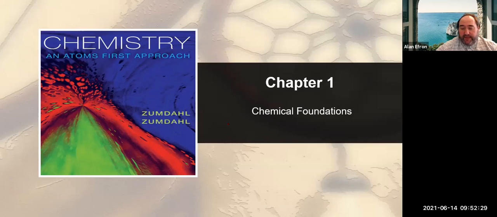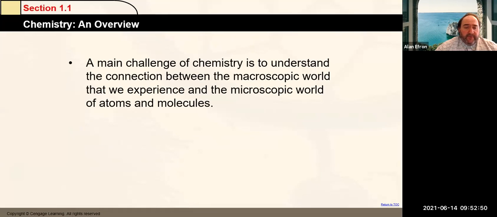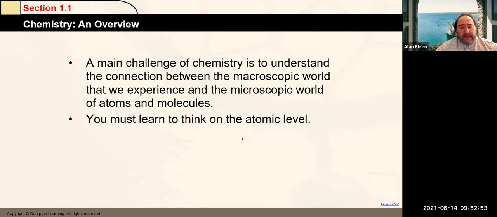So we'll start here with chapter 1, and it is about chemical foundations. Really the majority of this chapter will deal with the atom, the discovery of the atom, what led to our understanding of the atom, and the different parts of the atom. So first off, when we talk about chemistry, we often want to understand the connection between what we see in the big picture, the macroscopic world, and what's happening on the level of atoms and molecules.